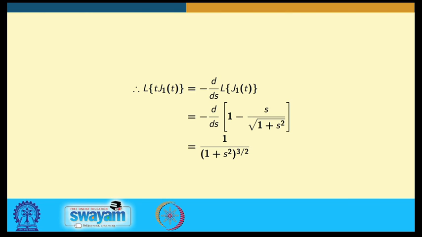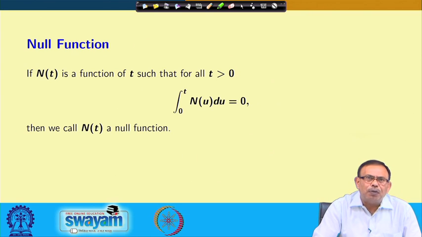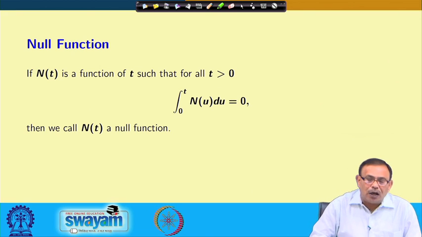Let us see a function which we call a null function. If n t is a function of t such that for all t greater than 0, the integral from 0 to t of n u du is equal to 0, then we call n t a null function. Please note this one. If n t is a function of t such that for all t greater than 0, the integral from 0 to t of n u du equals 0, then we call n t a null function.